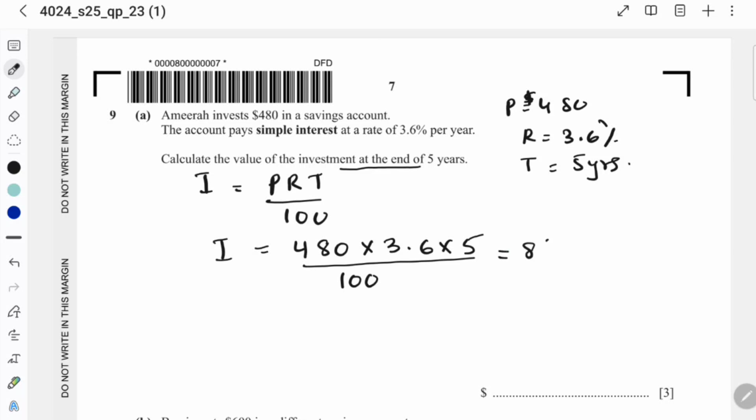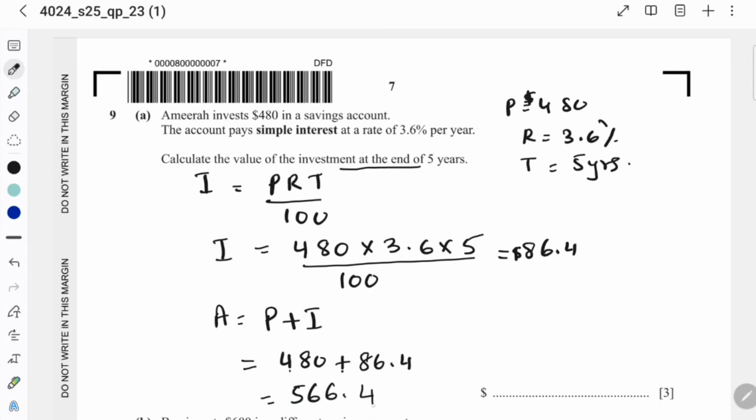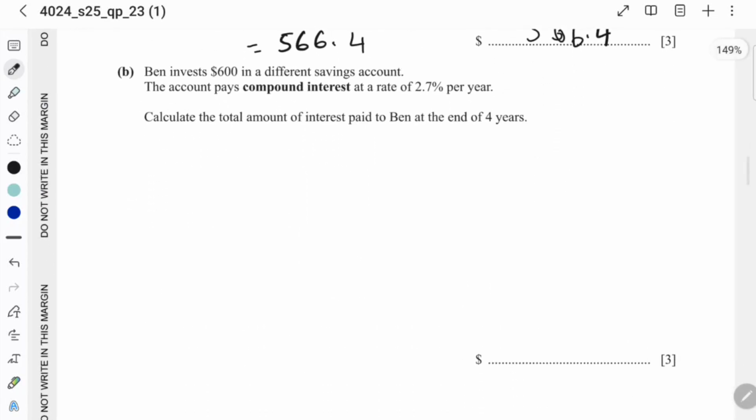So this is $86.4. So the amount is equal to the principal plus interest, because at the end of 5 years nobody is going to take only the interest, they'll take the amount, and in the amount they'll include the principal as well. So the principal was 480 and we add 86.4, that will become $566.4. Okay, now the part B of the same question.